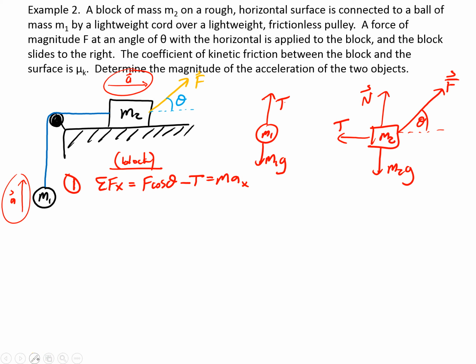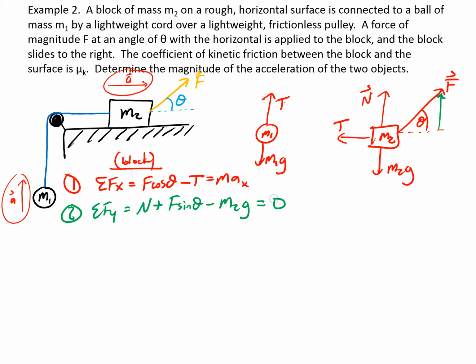All right, now we want to look in the y direction for the block. So equation 2, let's do summation of forces in the y direction. Again, everything up is positive, down is negative, so you have some normal force. And you also have, going up, this component here of the applied force. So that's just going to be F sine theta to get that component. And we want to subtract m2g because that's going down.